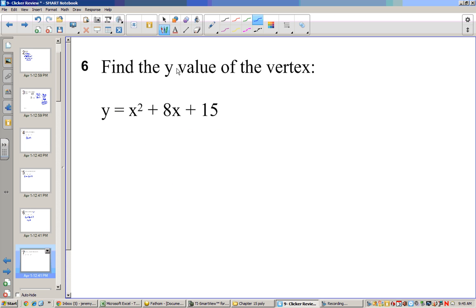It says find the y value. Just find the vertex. So let's find the vertex. Pause the video, see if you can do it on your own, and then start up. Well, the vertex is at x equals negative b over 2a, which is negative 8 over 2 times 1, which is negative 8 over 2, or negative 4.